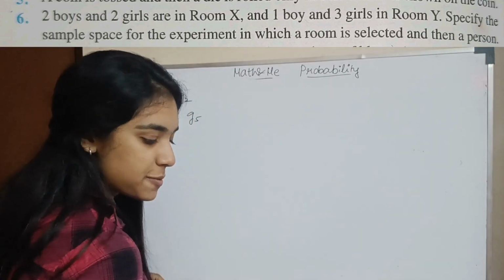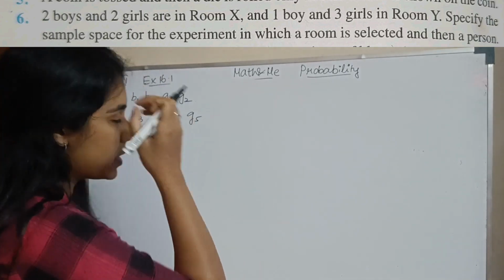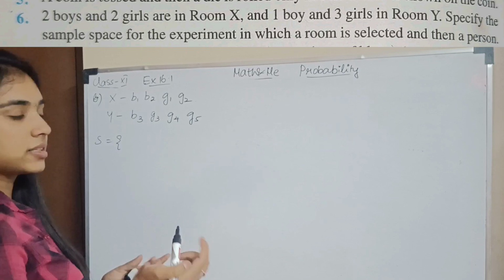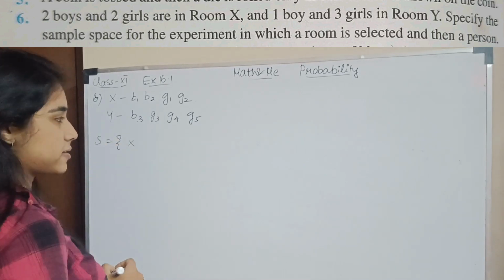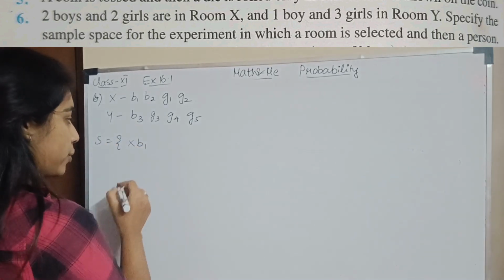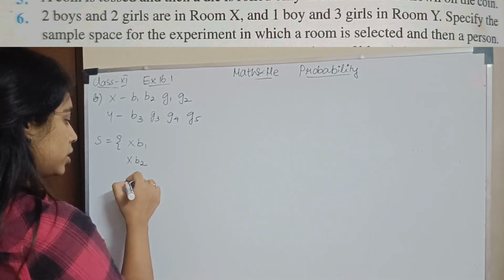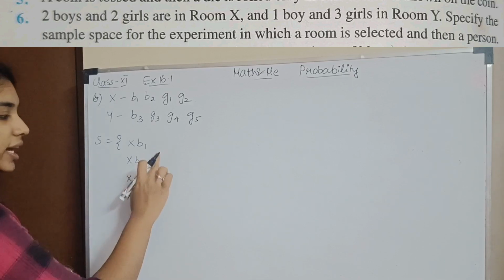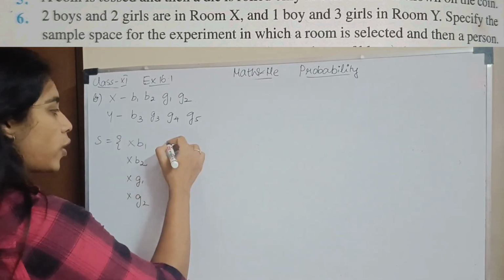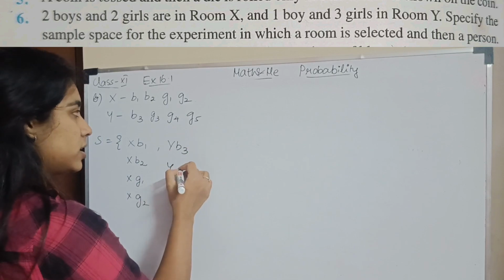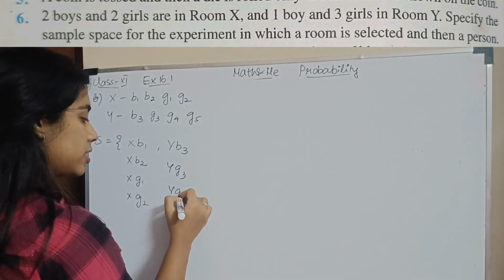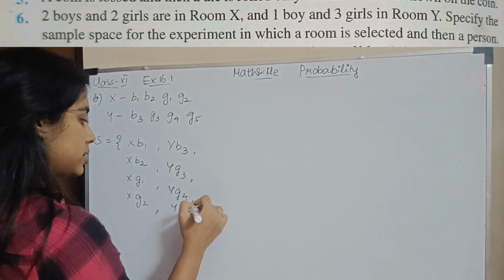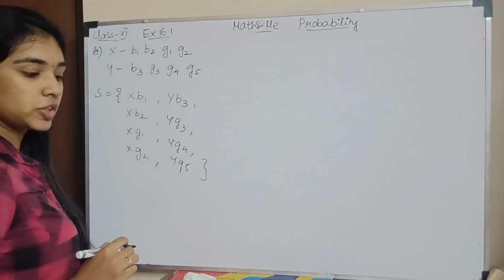Specify the sample space for the experiment in which a room is selected and then a person. So how will the sample space look? First you are selecting a room and then the person. If you choose room X, then you can choose boy 1, boy 2, girl 1 or girl 2. If you choose room Y, you can choose boy 3, girl 3, girl 4 or girl 5. So this is your sample space.